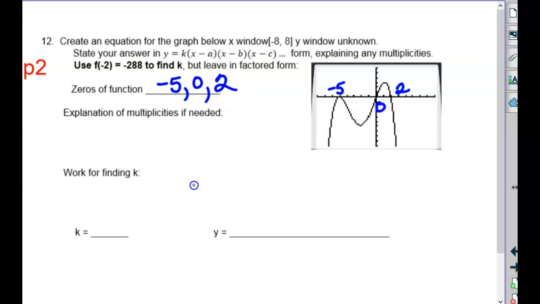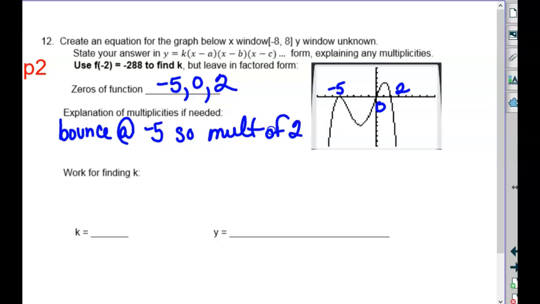Okay, do we need any multiplicities? Where is there a bounce? A bounce means where it touched but did not cross the x-axis. The only bounce is at negative 5. So we need a multiplicity of what? Yep, 2 would be the easiest. It needs an even multiplicity. Please use the word bounce. Tell me where and what it does to the multiplicity, okay? Doesn't have to be a big fancy complete sentence on that one.